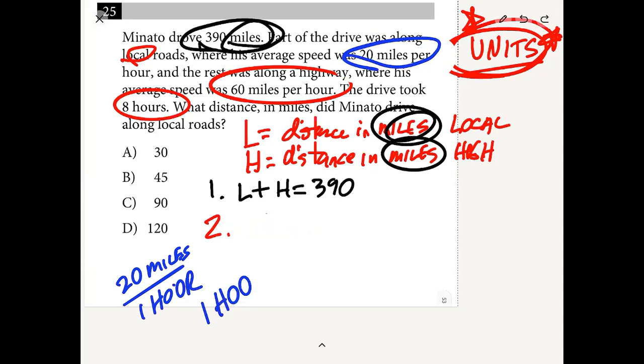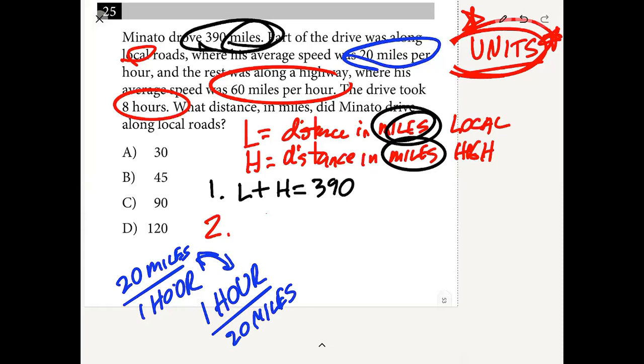Let me back up. Every hour, we're driving a distance of 20 miles. So these two are basically saying the same thing, except that one is expressing it in terms of 20 miles per hour, and the other one is expressing it in terms of miles. How many miles can you go in 1 hour? But these are both rates.